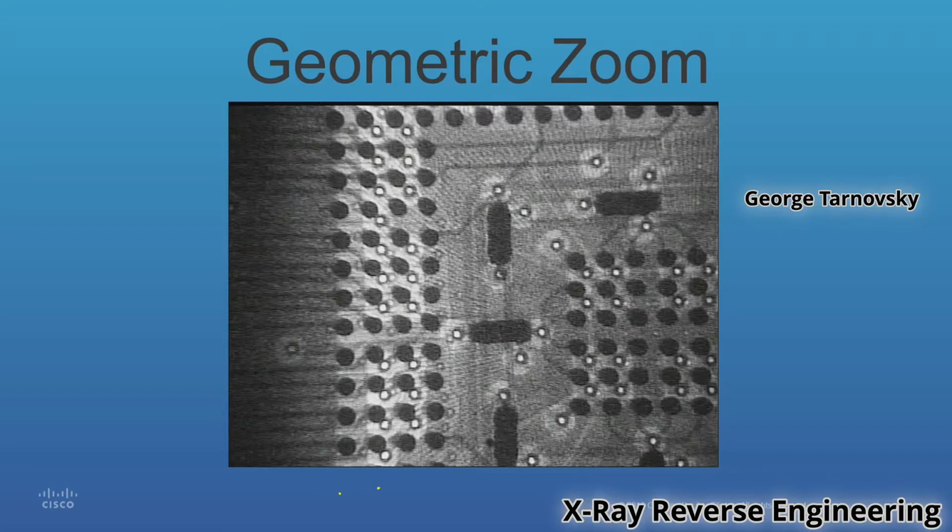The geometric zoom simply means I'm going to bring the target closer to the emitter, to the actual emission, and expose it that way, as compared to optically just zooming in, where I'm going to lose signal to noise.